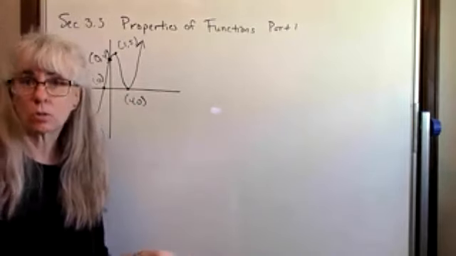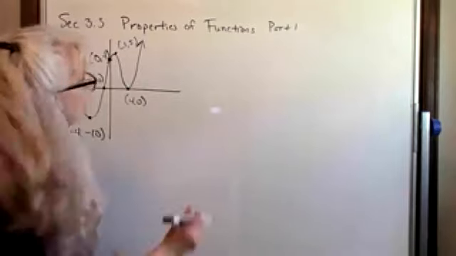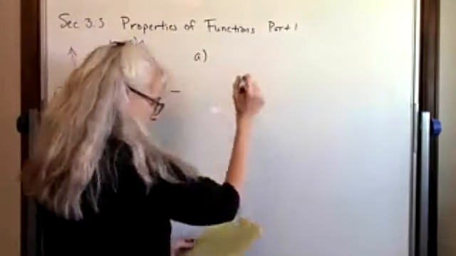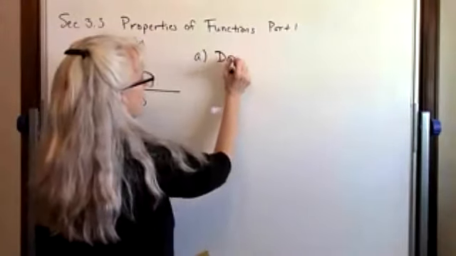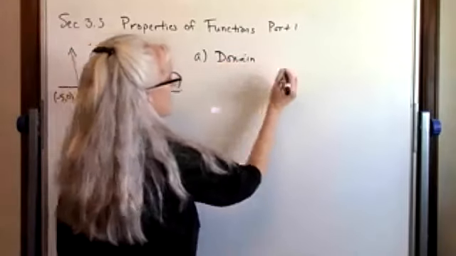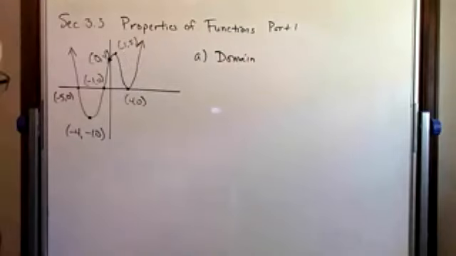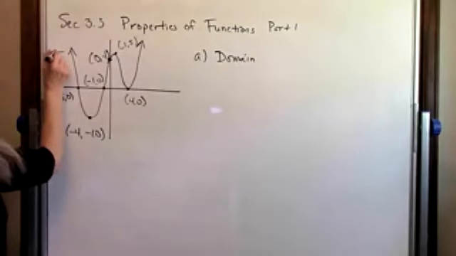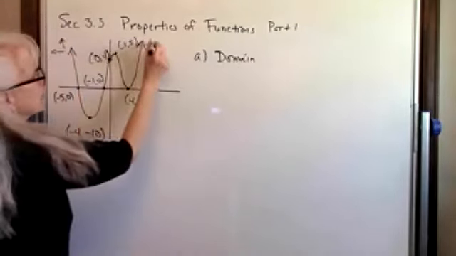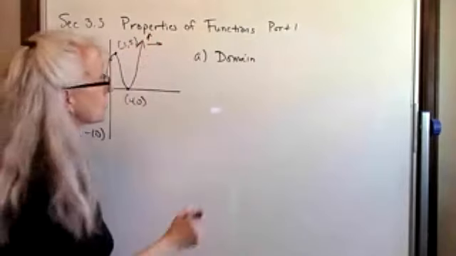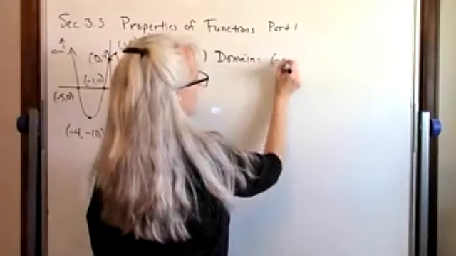And some of these are old questions. We asked these in the last section, so they should be comfortable. The very first thing that I asked for is the domain. Again, a reminder, it is always left to right. The domain is the set of x values we're using. So in terms of x's, these arrows on the end are telling me that it continues to go out. So our domain is from -infinity to infinity.